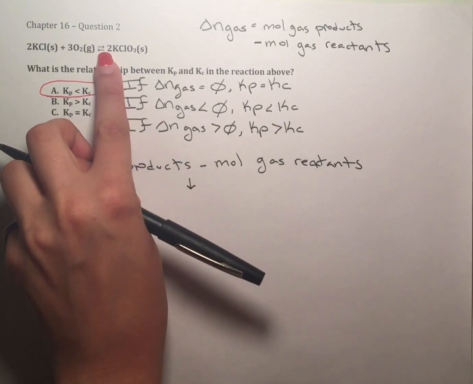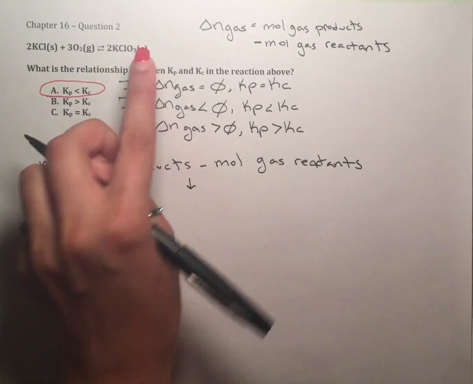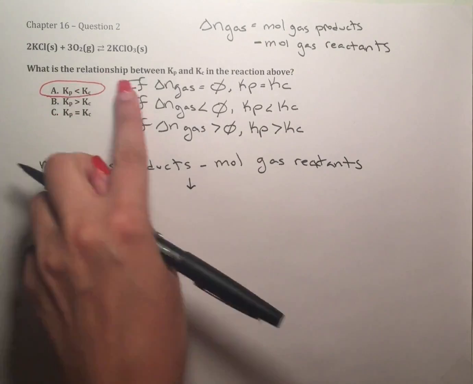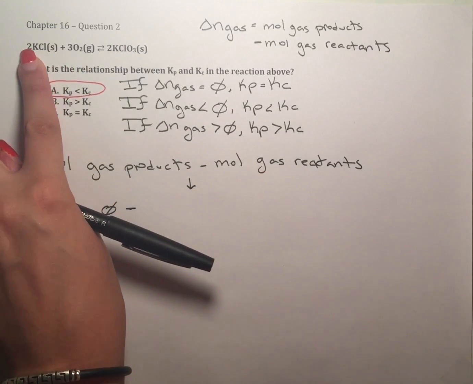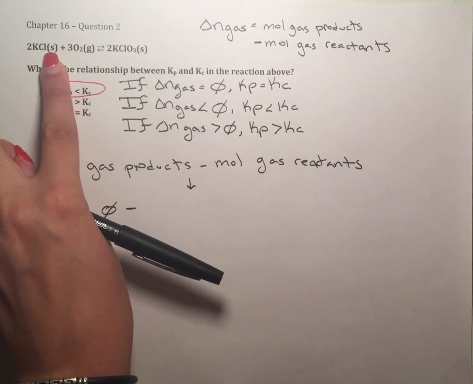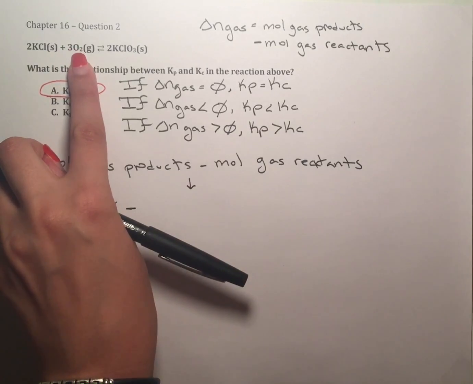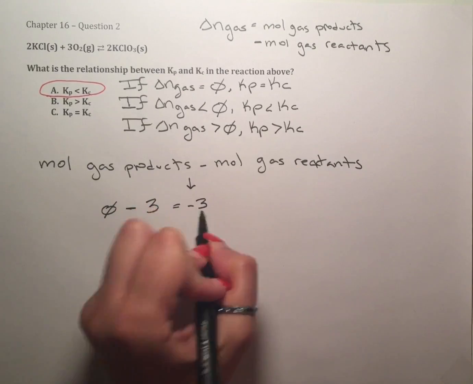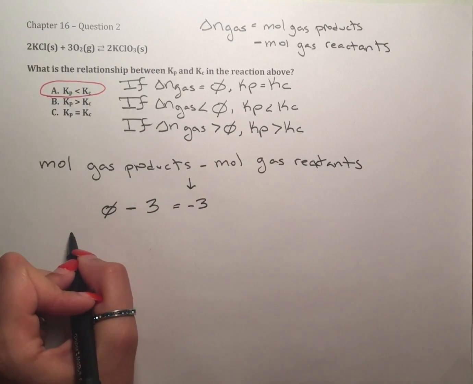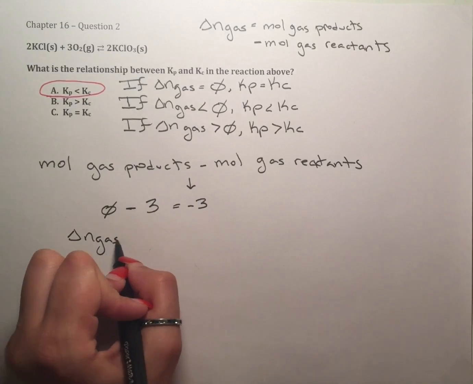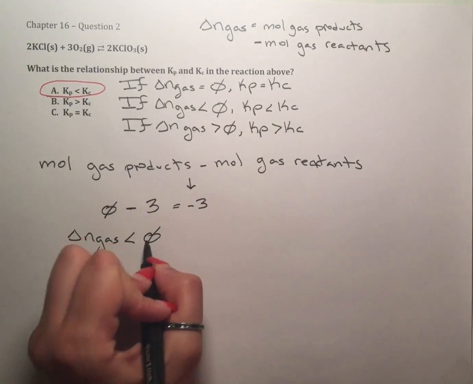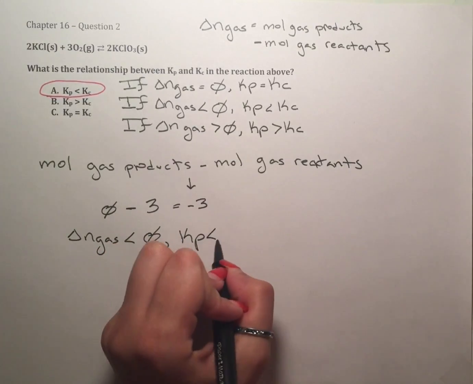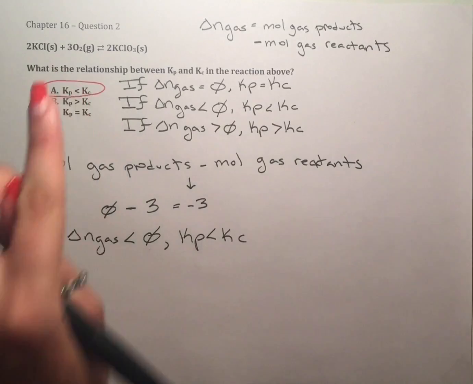Well, we have 2 moles of a solid, which is not a gas, which means that we have 0 moles. Okay, and minus gas reactants, well, we have 2 moles of KCl, but that's a solid, so again, we're not going to use it. And then we have 3 moles of O2, which is a gas. So we have 0 minus 3 is -3. So what does that mean? That means delta N gas is less than 0. And what does that mean? That means that Kp is less than Kc, which explains our answer.